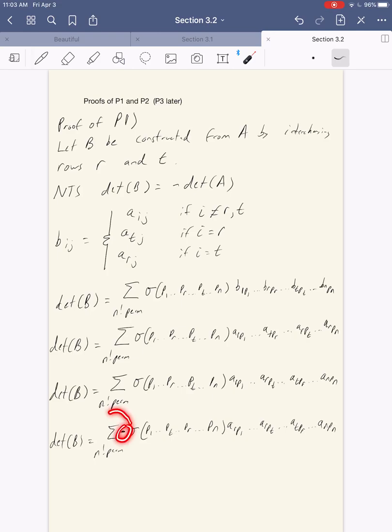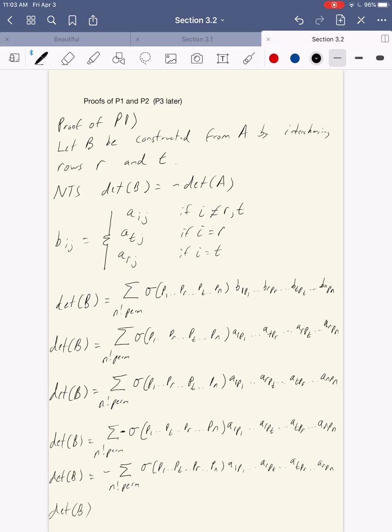So we'll factor this negative outside the sum, which is certainly allowed. So determinant of B is negative the sum over the n factorial different permutations, the sign of each permutation, A1, P1 down to ARPT, down to ATPR, down to ANPN. And then, of course, this, like we just said, is the determinant of A. So we get that the determinant of B is negative the determinant of A here. And that's exactly what we wanted to show.